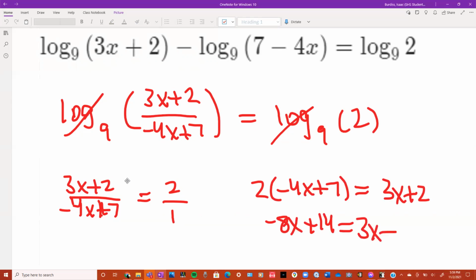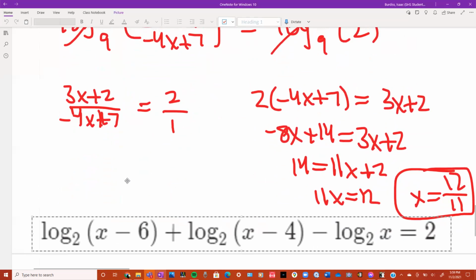And from here, we should know what to do. We add 8x. And then subtract 2. And then x is 12/11. Got to plug it back into the argument to make sure it works. 3 times 12/11 plus 2, do the whole thing, 5.27. We can do that, as long as it's not 0 or negative. 7 minus 4 times 12/11 is 2.6. That also works. So that is a solution.